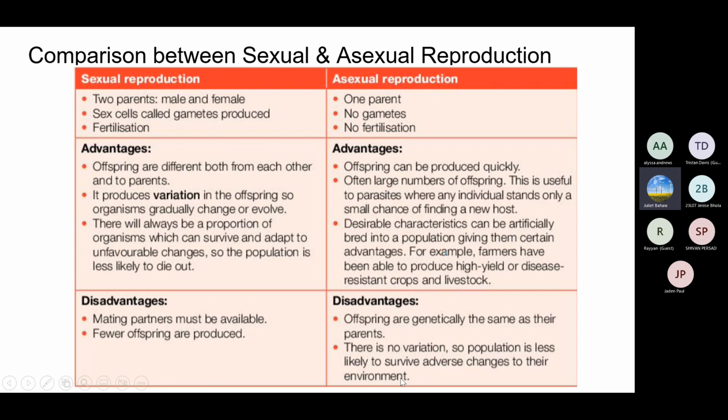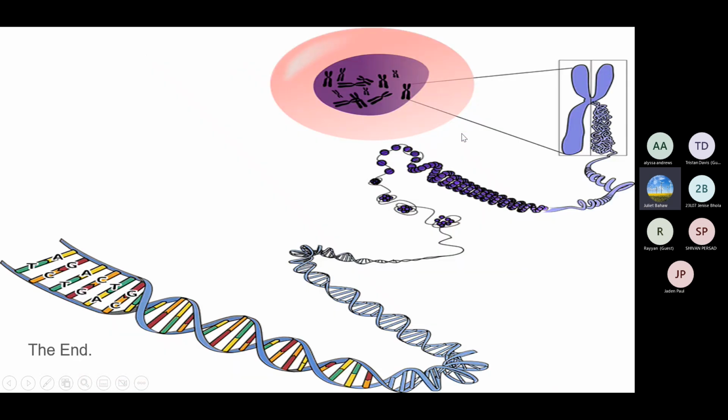Let's say the temperature has gotten really hot, and because you have one set of genes or you are a clone, you don't have that variation, that variety of alleles in your body, you are unlikely to survive because you could not adapt and you could not overcome that change in the environment. So we see those disadvantages taking place in asexual reproduction. And that is basically it for today's class.